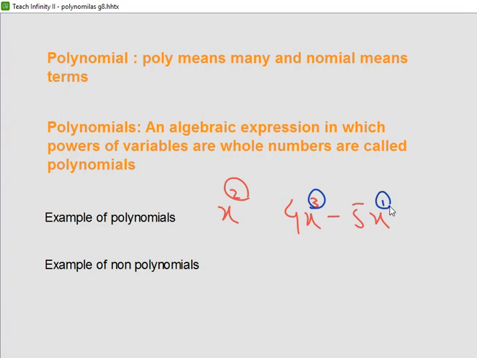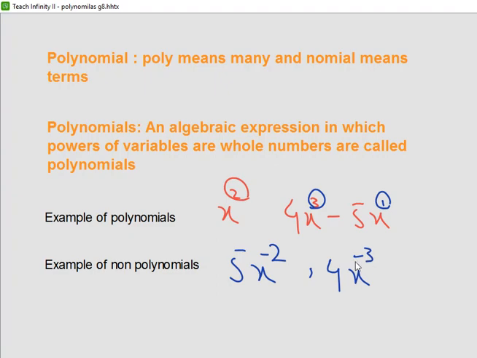Now which algebraic expression will not have whole number powers? Suppose if the power is a negative number, like 5x to the power minus 2 or 4x to the power minus 3. Minus is an integer, so that's why it is not a whole number, so it is not a polynomial.